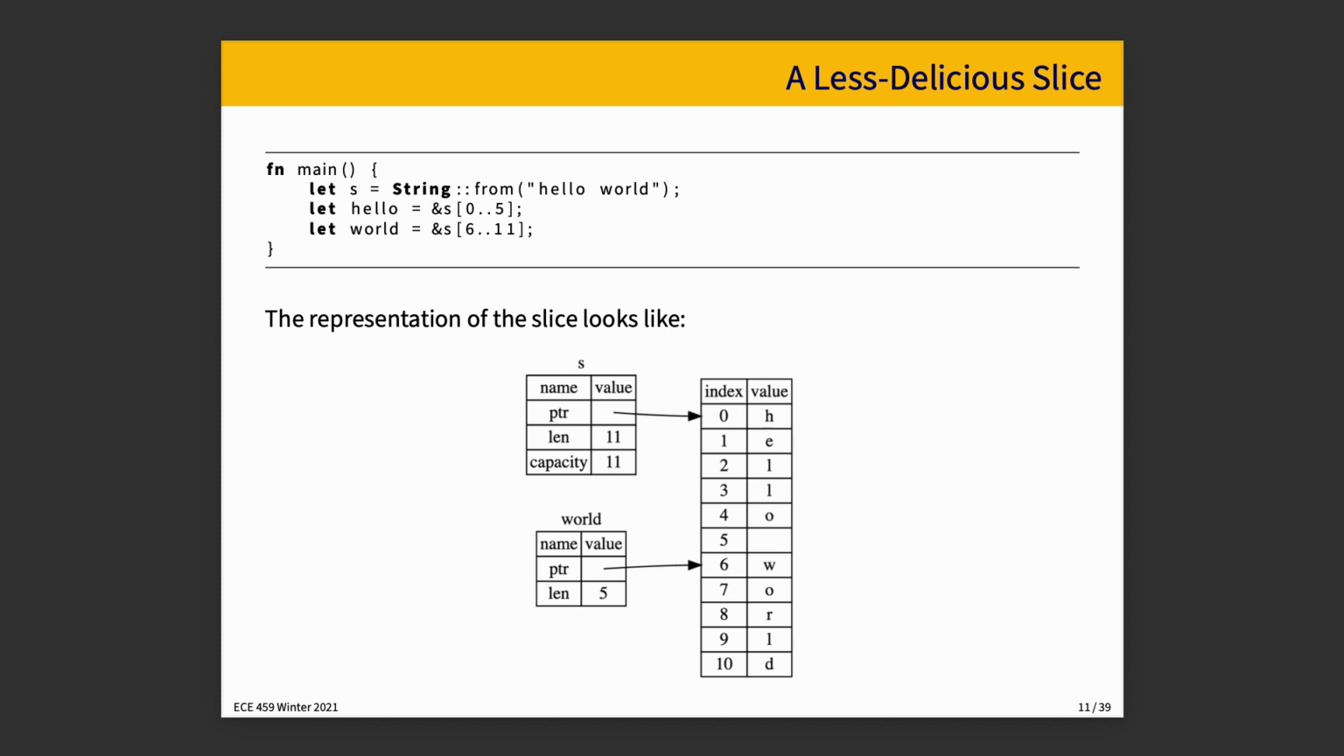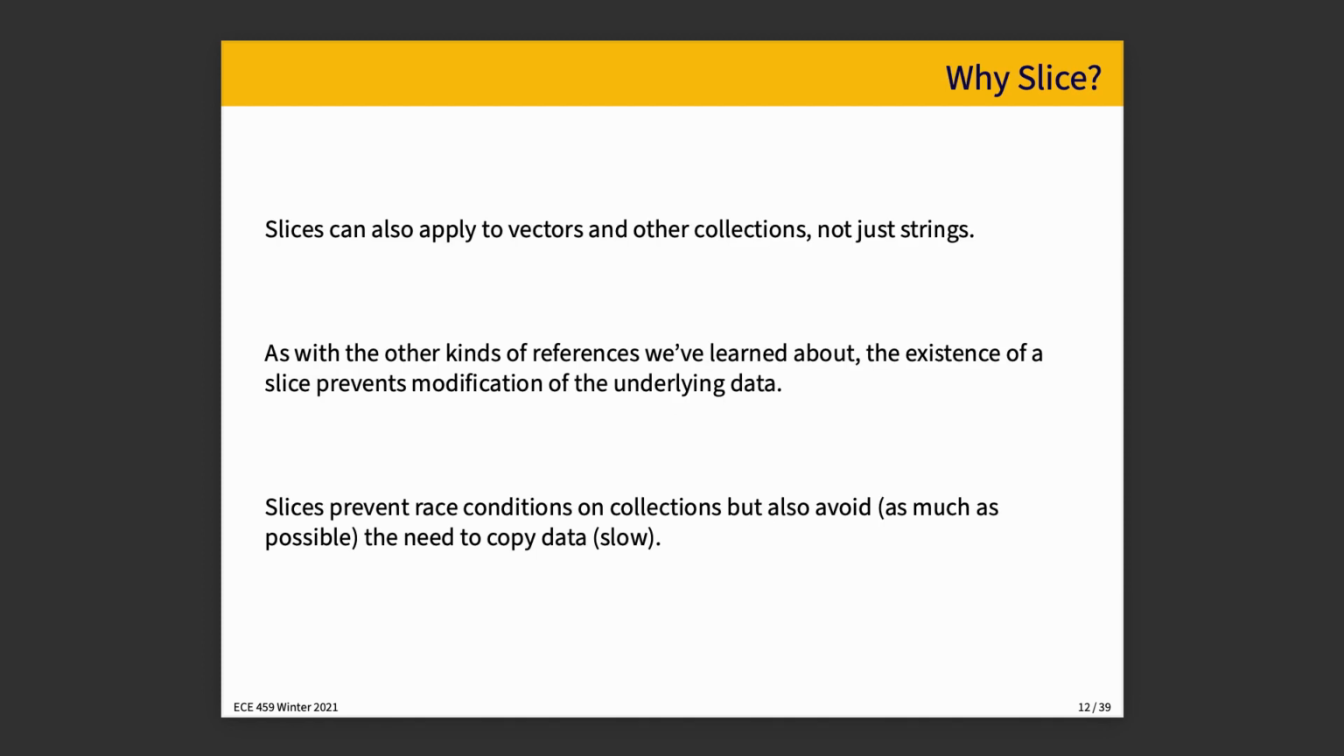And slices, again, are intended, like references and borrowing, to prevent race conditions on collections, so they still follow the rules about mutability and not being able to change the underlying data while there are references to it. This not only helps avoid race conditions, but also potentially prevents copying data, keeping in mind that copying is usually kind of slow.